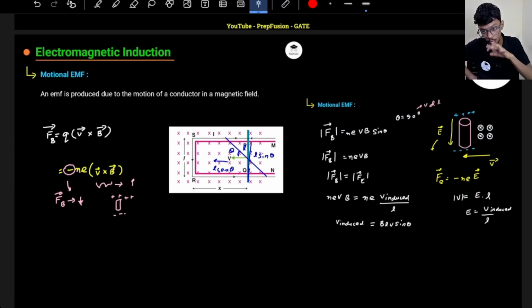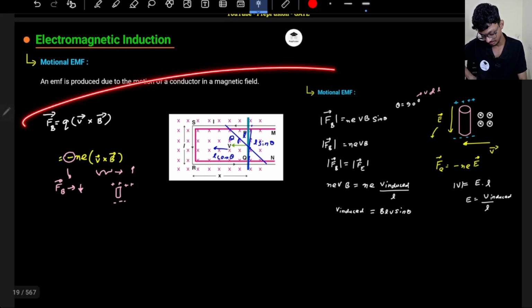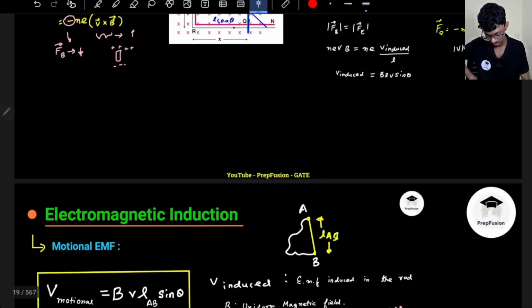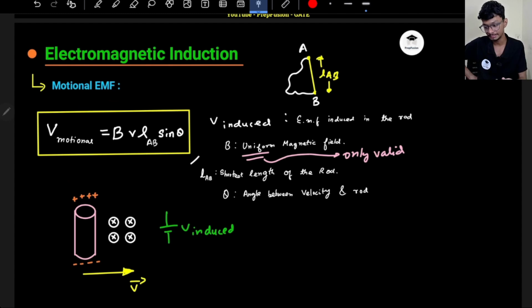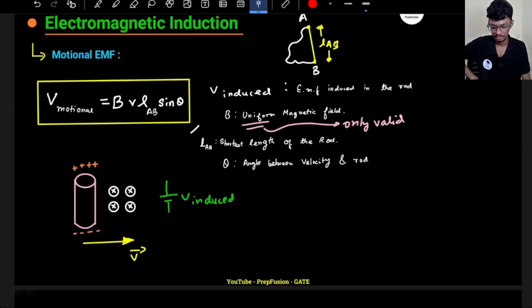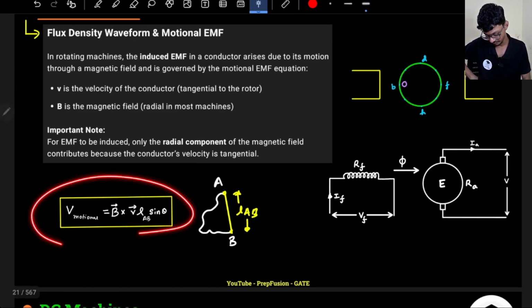If you want to go deeper into this concept, how is it BLV? Go into the electromagnetic induction lectures. There I have derived every single thing. You can go through this, you can read through this. Ultimately, the expression of the motional EMF comes out to be BLV sine theta. Of course, we don't have time to cover everything. So this is the magnitude of the motional EMF.